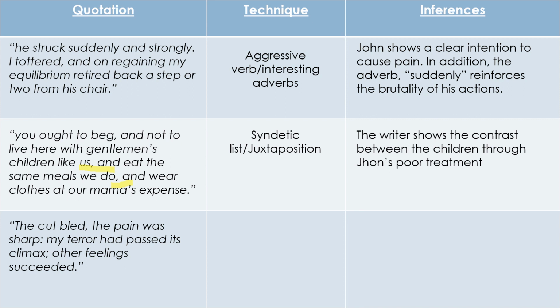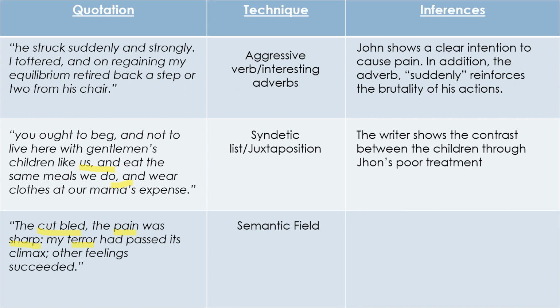Other feelings succeeded." So what we have here is a semantic field. Now a semantic field is a really good term to use, especially if you're struggling on any kind of techniques to comment on. So you can see here that we have a few words that are actually quite closely linked. We have words like cut, we have words like bled, we have pain, we have sharp, we have terror, all of which have a common connection to violence.